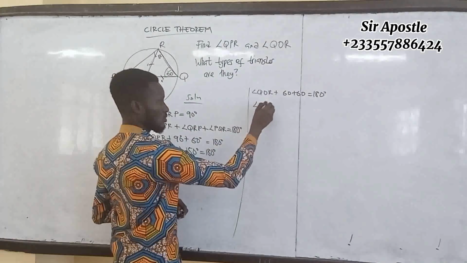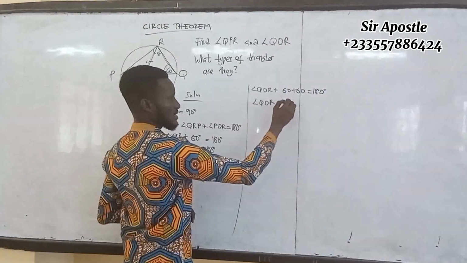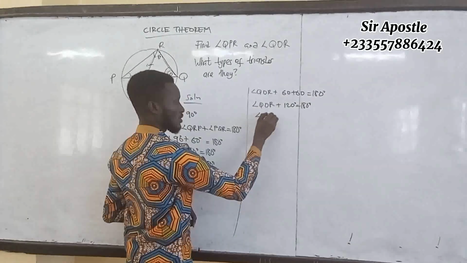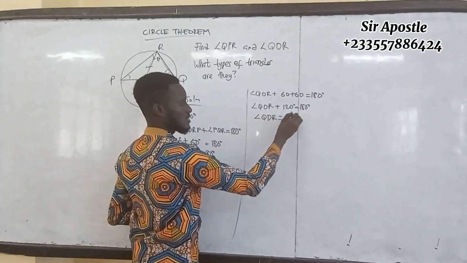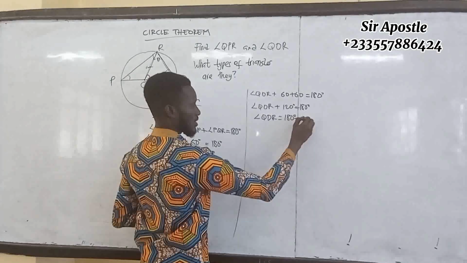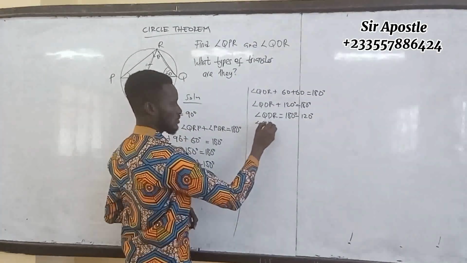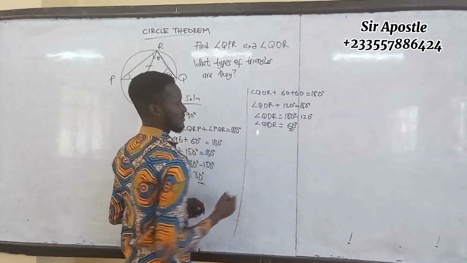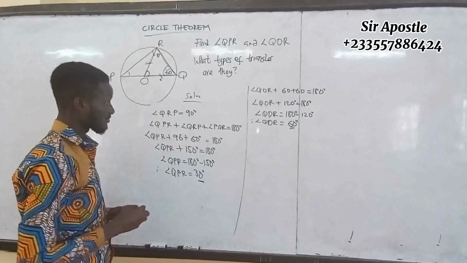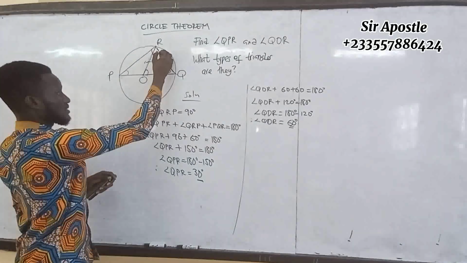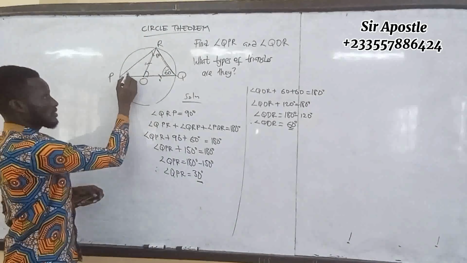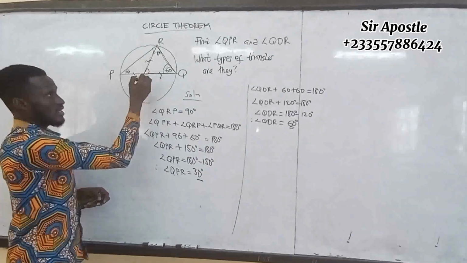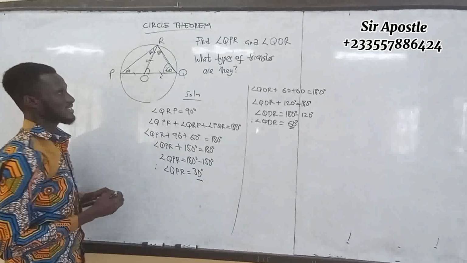So we have angle QOR plus 60 will give us 120 degrees. So QOR will give us 180 minus 120 degrees. So QOR, let's subtract, we're going to get 60 degrees. That's the answer for QOR. So this side is 60, here is 60. We had it here to be 30. Then we said that this side and this side are isosceles triangles, so here to be 30 degrees.